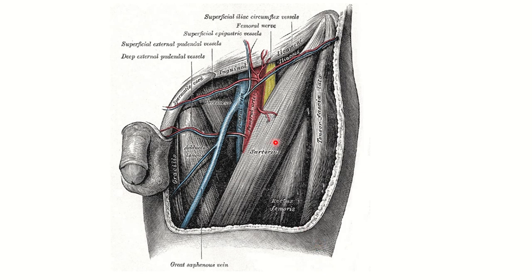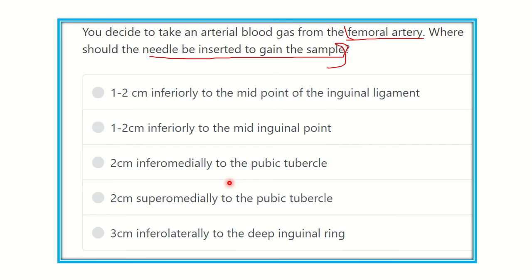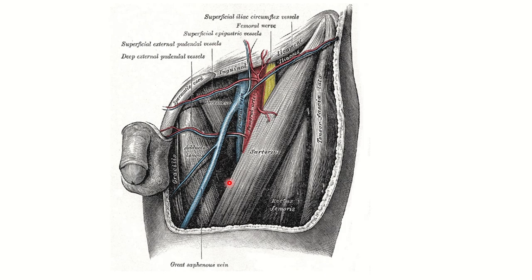So here we can see the femoral triangle, and within the femoral triangle are the femoral artery and femoral vein. Here we can see the lateral boundary of the femoral triangle. It is the medial border of the sartorius, and the medial boundary is formed by the medial border of adductor longus.